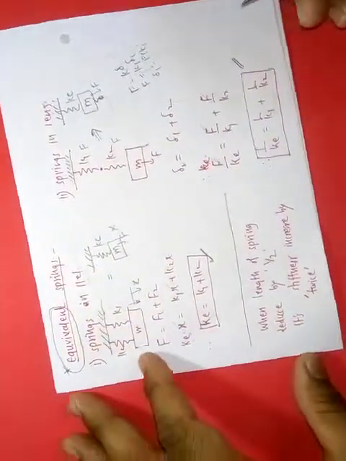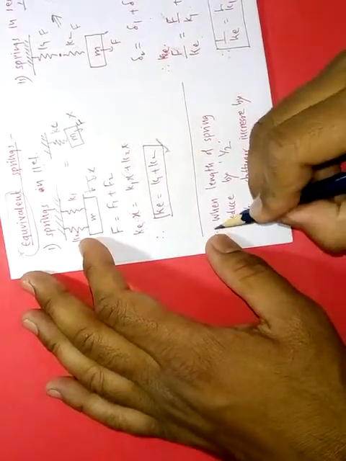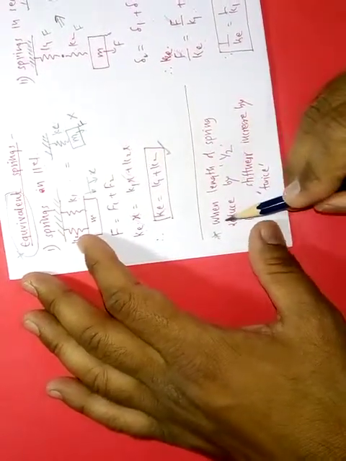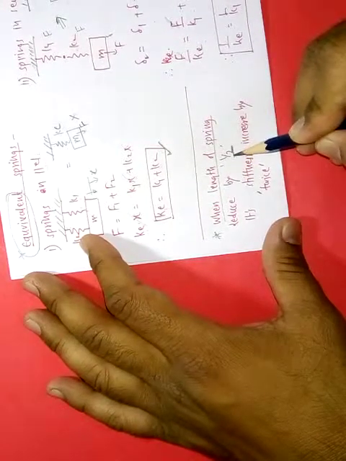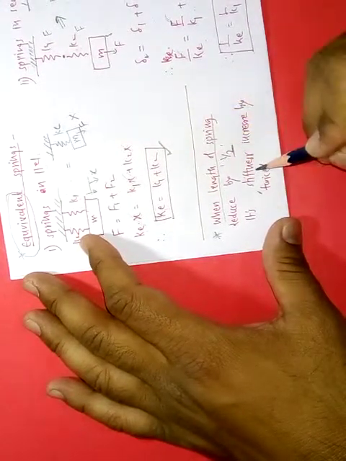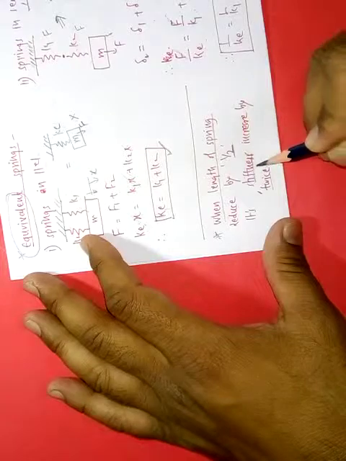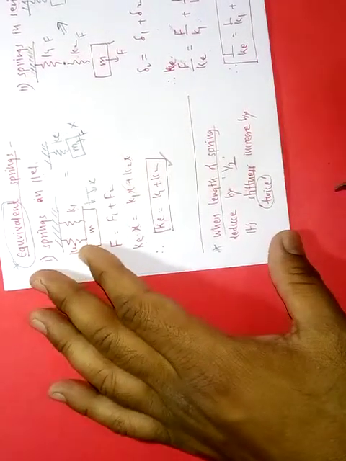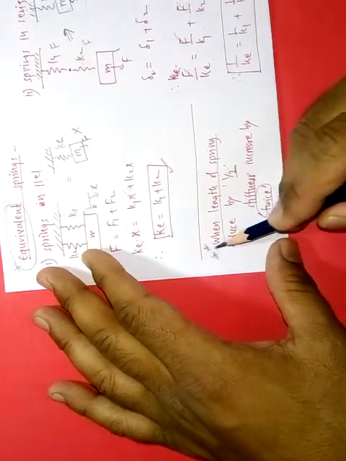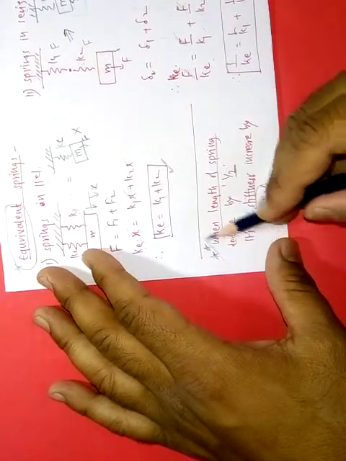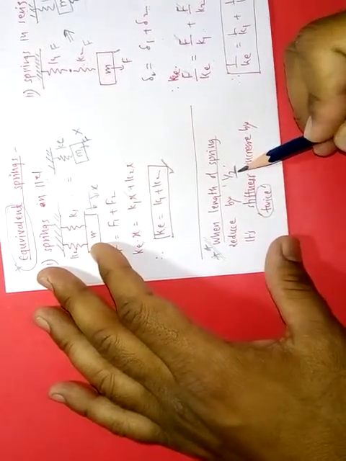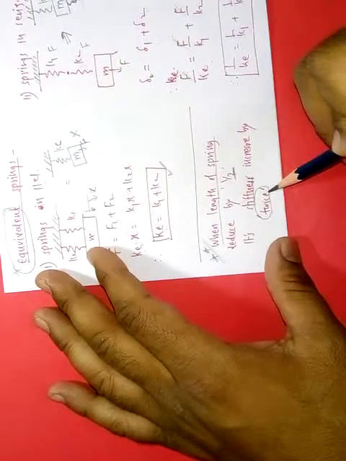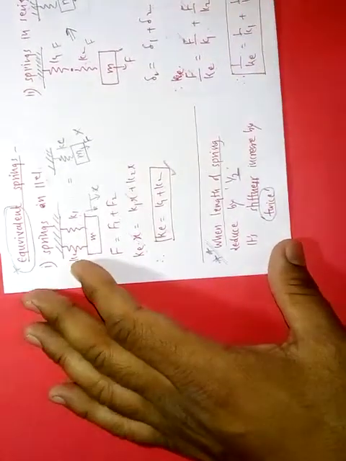Note one important point: when we reduce the length of a spring to its half, its stiffness is increased by twice. This is an important relation required in some numericals. When we reduce spring length by half, its stiffness is increased by twice.